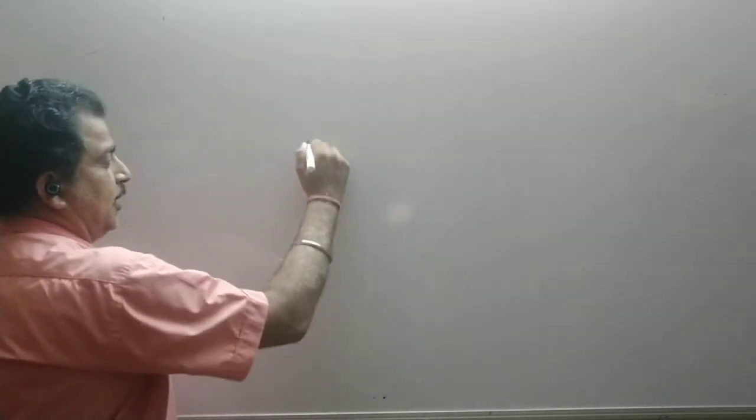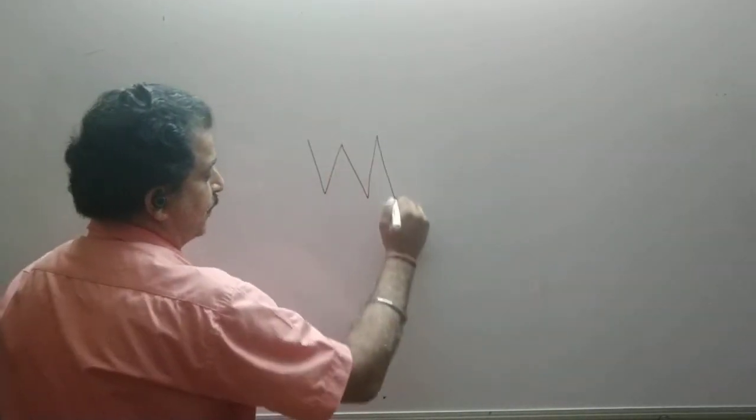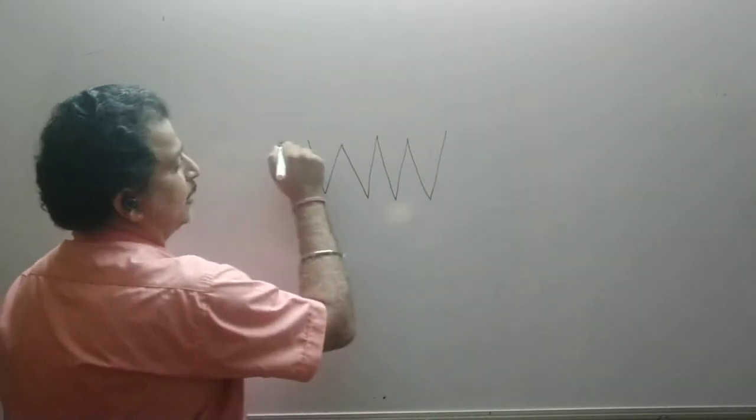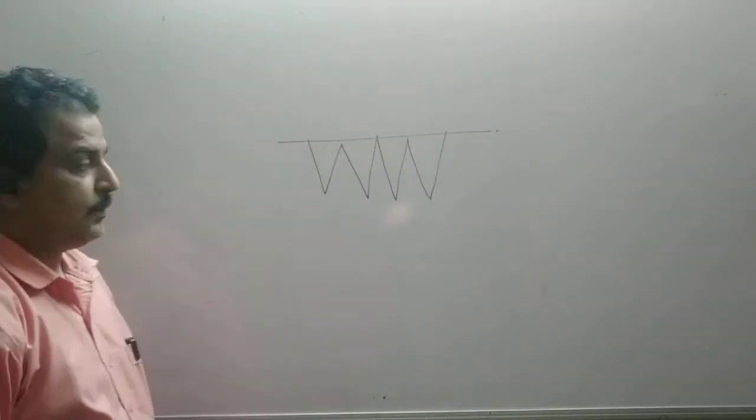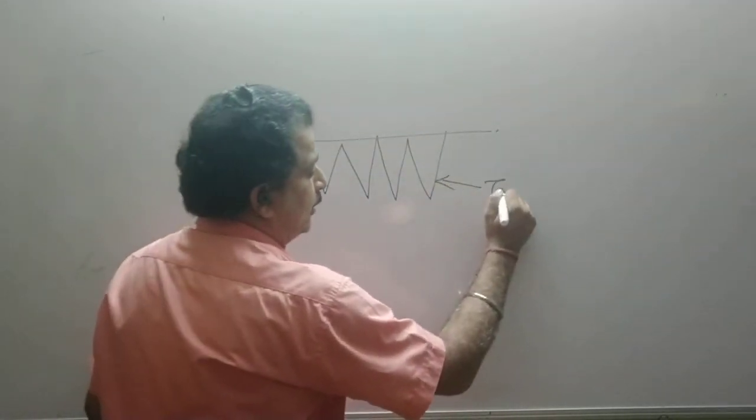So this is the teeth of the comb. These are called the teeth of the comb.